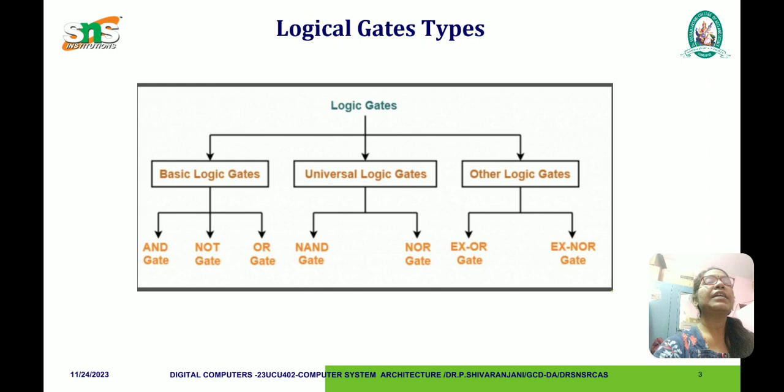So these are the different types of logical gates. Basically, they are divided into three different types. The first one is called the basic logic gate, the second one is called the universal gate, and the third one is called other logical gates. In basic logic gates, we have AND, OR, and NOT. These gates are called basic gates. From these three basic gates, we can derive the universal gates, NAND gate and NOR gate, and there are also other gates called XOR gate and XNOR gate. So we'll discuss them in detail in the session.